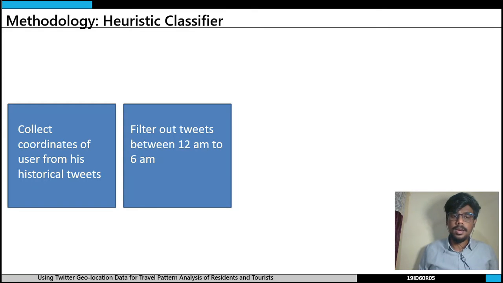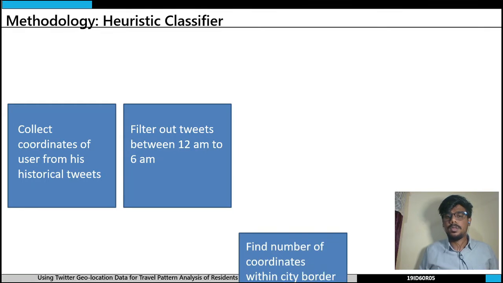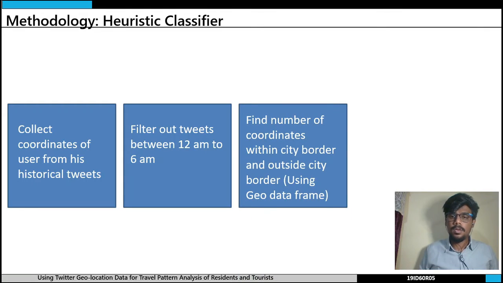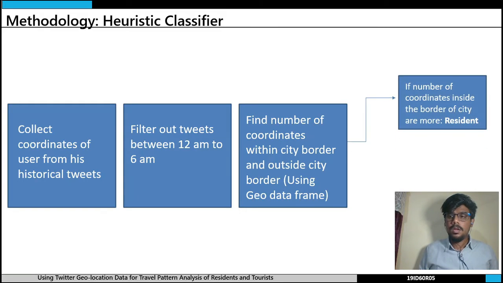So I selected the tweets that were from 12 am to 6 am, then found out the number of coordinates within the city border and outside the city border using a GeoDataFrame. If the number of coordinates inside the border of a city was higher, I classified the user as resident. If less, I classified the user as tourist.